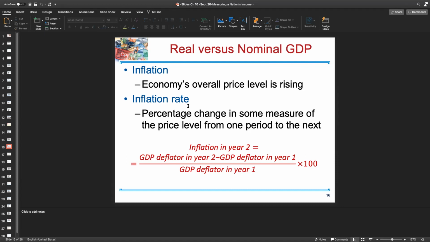And inflation rate is the percentage change in some measure of the price level from one period to the next period. So for example, the inflation in year 2 is the GDP deflator in year 2 minus the GDP deflator in year 1, divided by the GDP deflator in year 1, multiplied by 100. Remember, always the base year is in the denominator, and you subtract this base year from the second year to come up with the inflation rate.